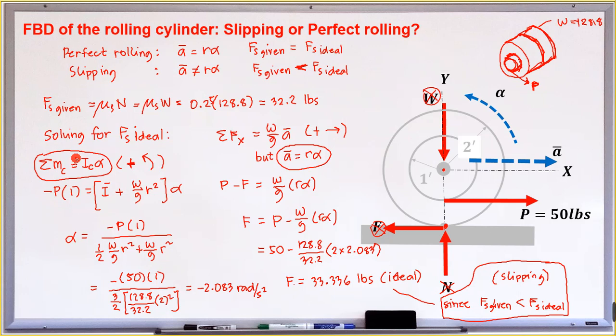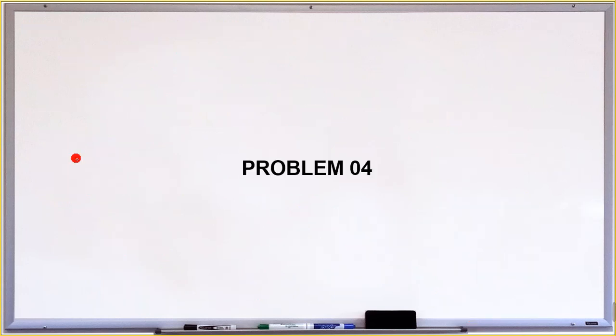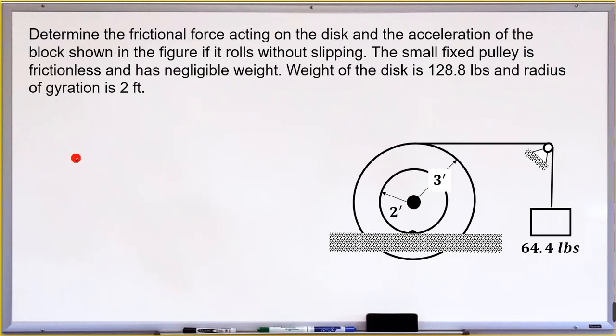Okay, so next, let's proceed to the final problem. This is the problem statement. We're going to determine the frictional force acting on the disk and the acceleration of the block shown in the figure if it rolls without slipping. So the statement sa atong problem nga rolls without slipping, therefore we can use the formula wherein the linear acceleration is equal to the product of the radius and the angular acceleration. And we can also use the summation of moment along the contact point, no?